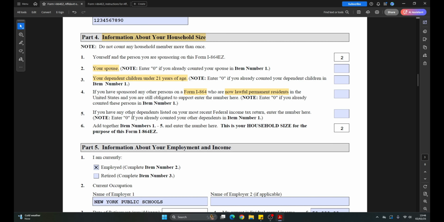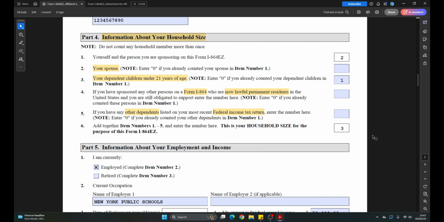And you also must list any other dependents you have listed on your most recent federal income tax return. So that would include anybody else. Maybe you claimed your parent as a dependent here, or maybe you have an adult son or daughter over the age 21 whom you also claim on your tax returns. You have to include them here and then calculate the entire household size.